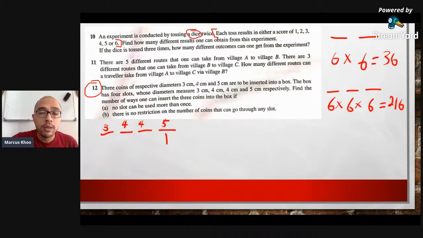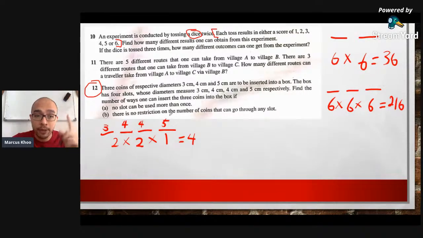Now, that leaves us with the 4 cm and the 3 cm one. How many slots can the 4 cm go into? It can go into 2 slots, so it'll be 2. What about the 3 cm one? The 3 cm one can go into the 3 cm slot and the 4 cm slot. So there are 2 possible boxes that the 3 cm can go. So it'll be 2 times 2 times 1. So you get the answer 4.